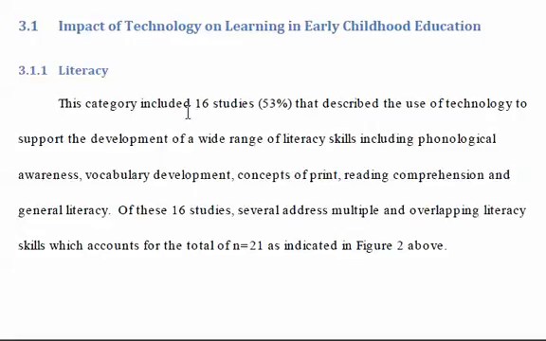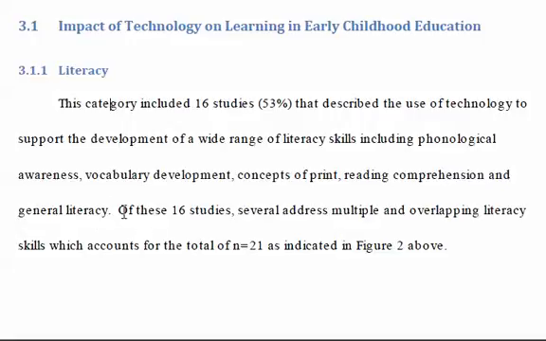In the second example, the student is looking at impact of technology on learning and early childhood education. And there's an introductory paragraph for the subsection literacy. And so it goes on to say this category included 16 studies that describe the use of technology to support the development of a wide range of literacy skills. And so the student is setting up what's going to be discussed ahead, including phonological awareness, vocabulary development, concepts of print, reading comprehension, and general literacy. So those 5 areas will be discussed.